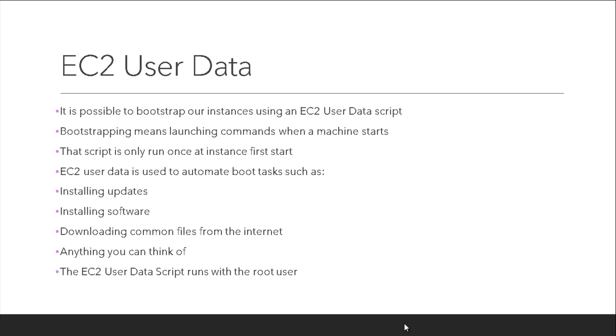Next, EC2 User Data is used to automate boot tasks such as installing updates, installing software, downloading common files from the internet, anything you can think of. The EC2 User Data script runs with the root user. It is not run with any other user, which has limited privilege. So if you want to update your EC2 instance, you have to update with root privilege. That's why it needs the root user privilege.